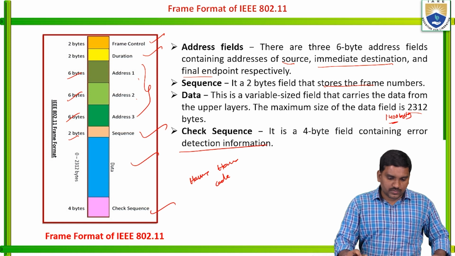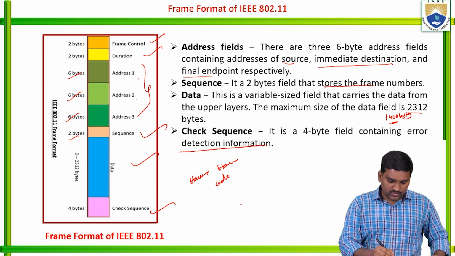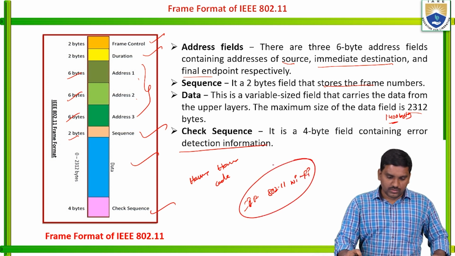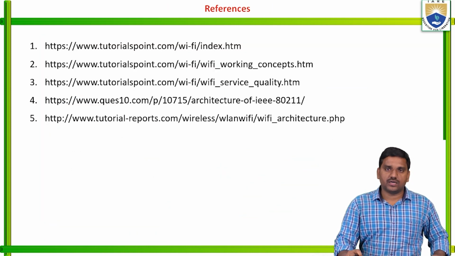So this is one of the link layer protocols. IEEE 802.11 is nothing but Wi-Fi. So these are the references for this section.